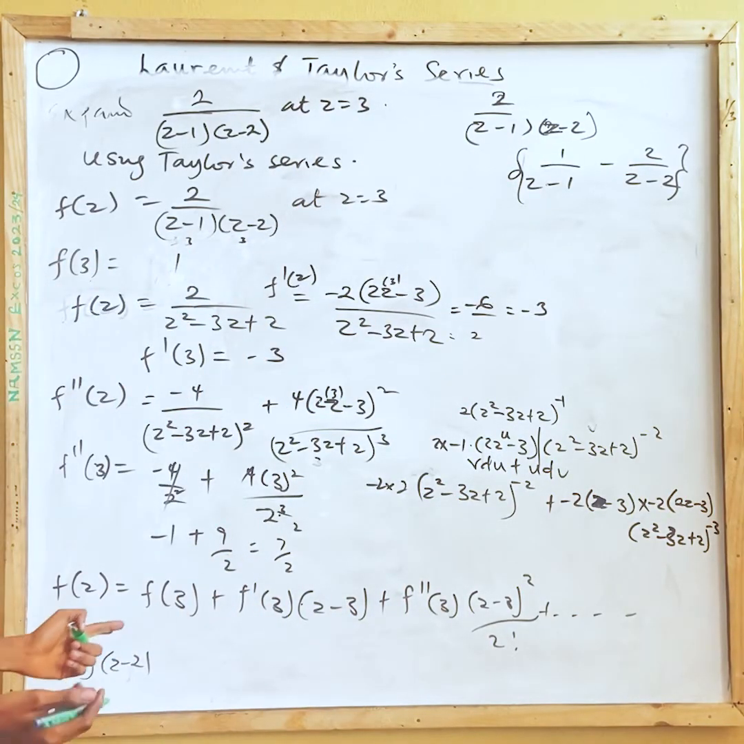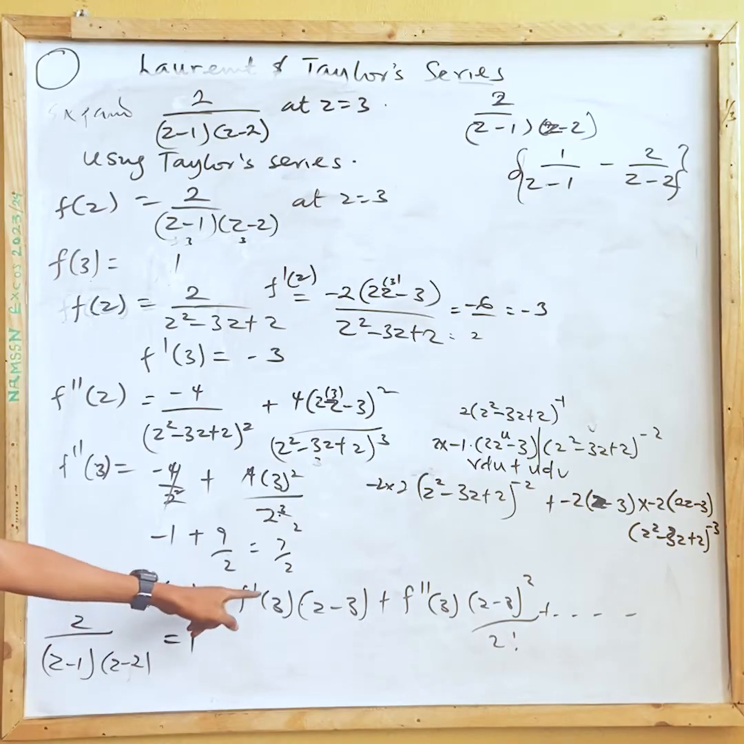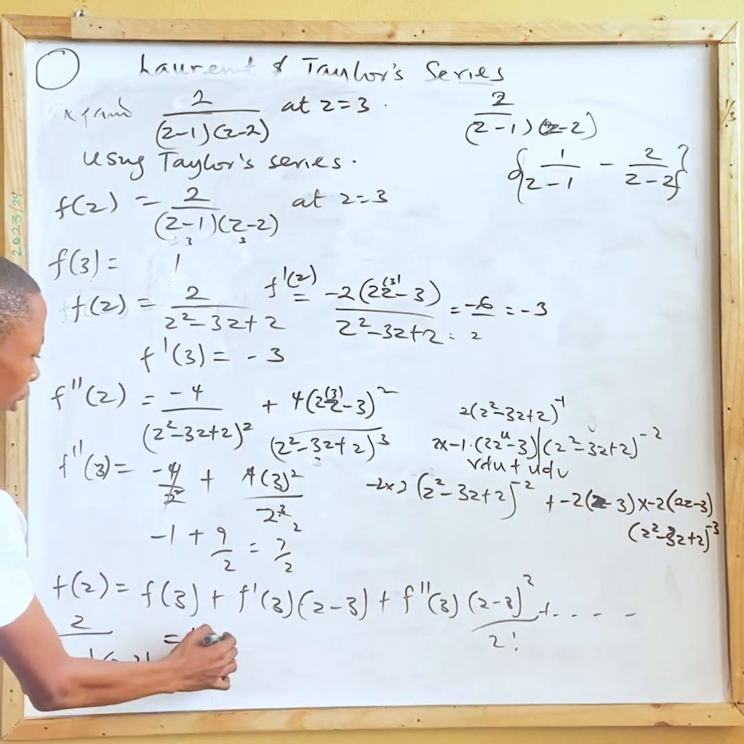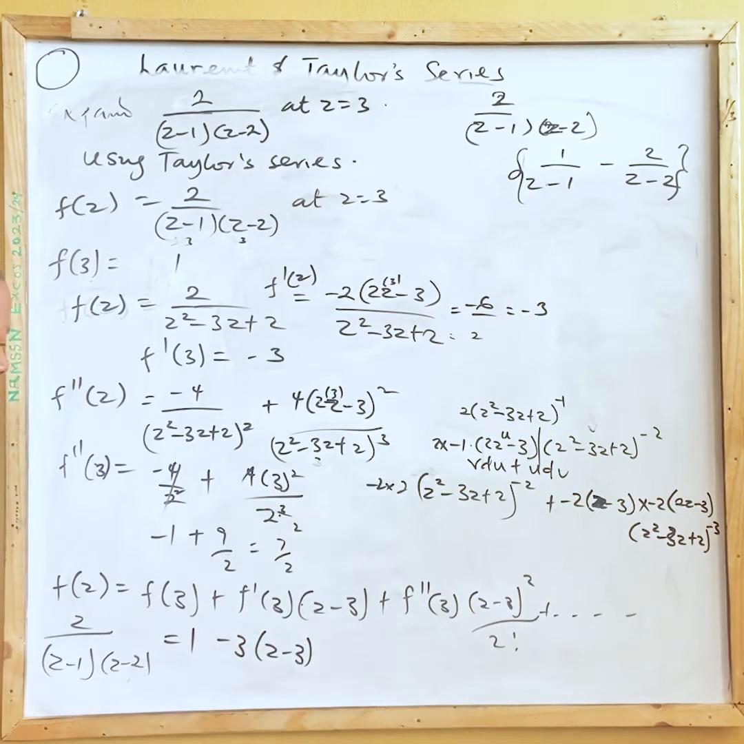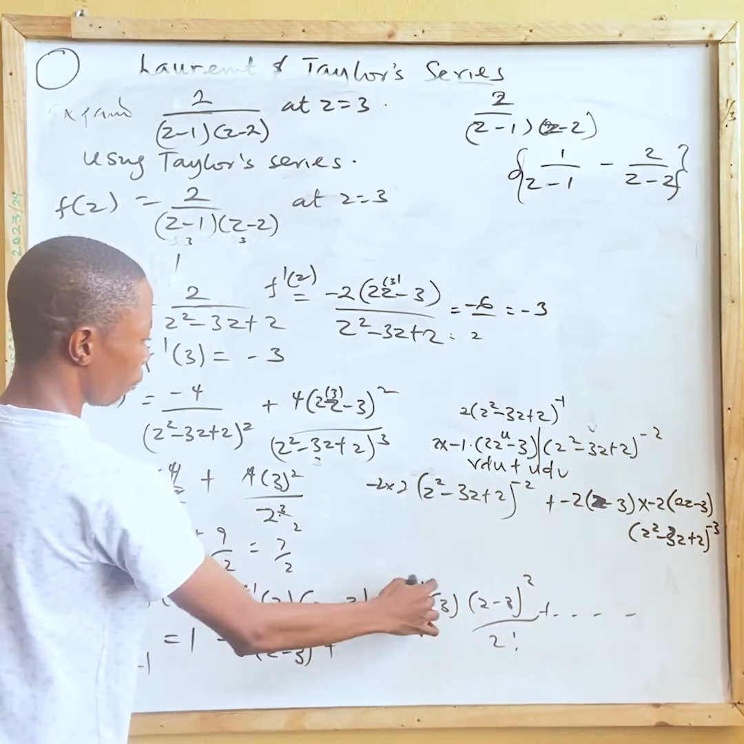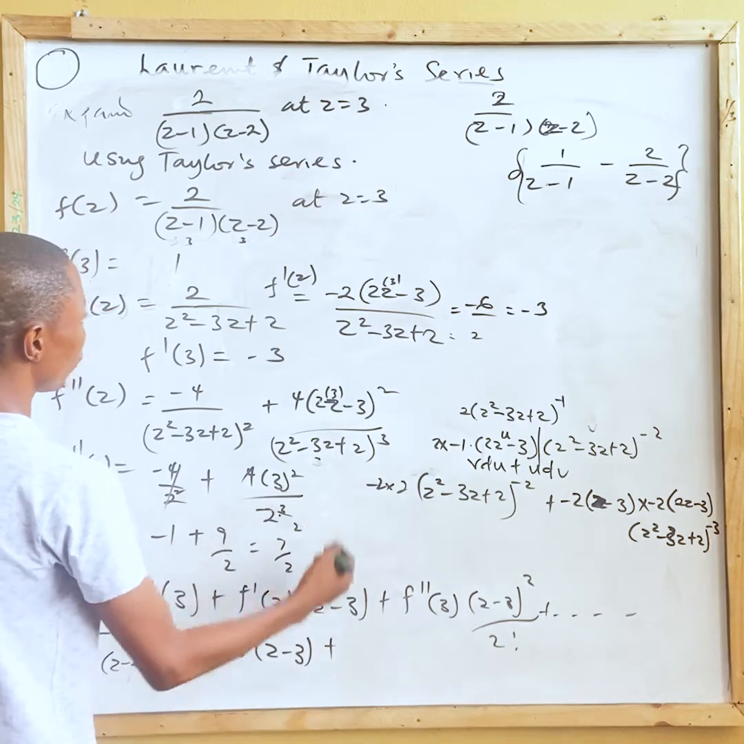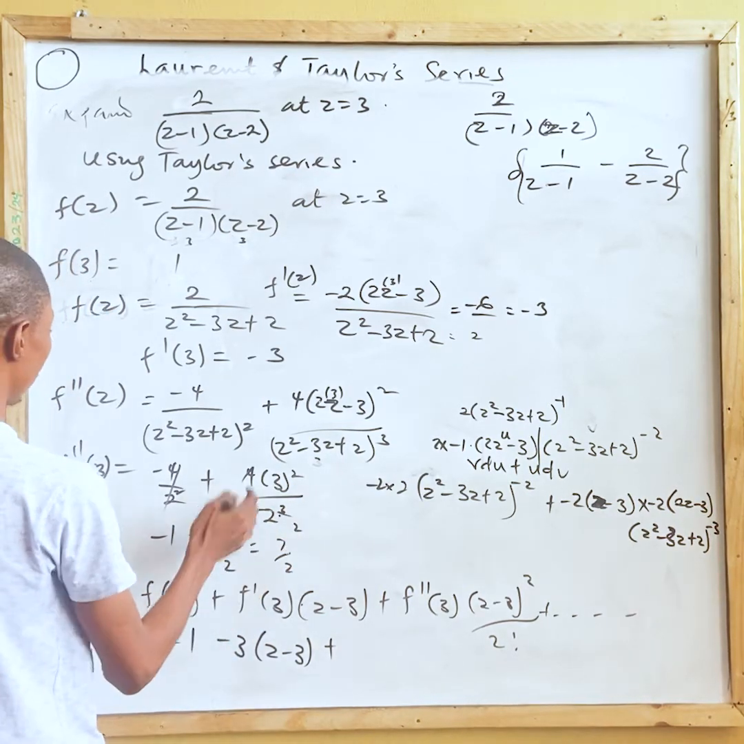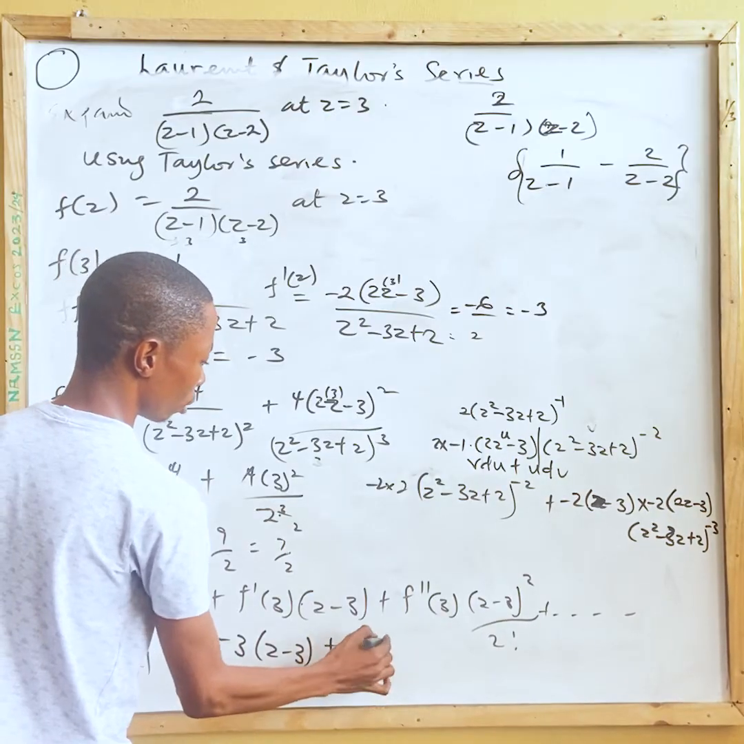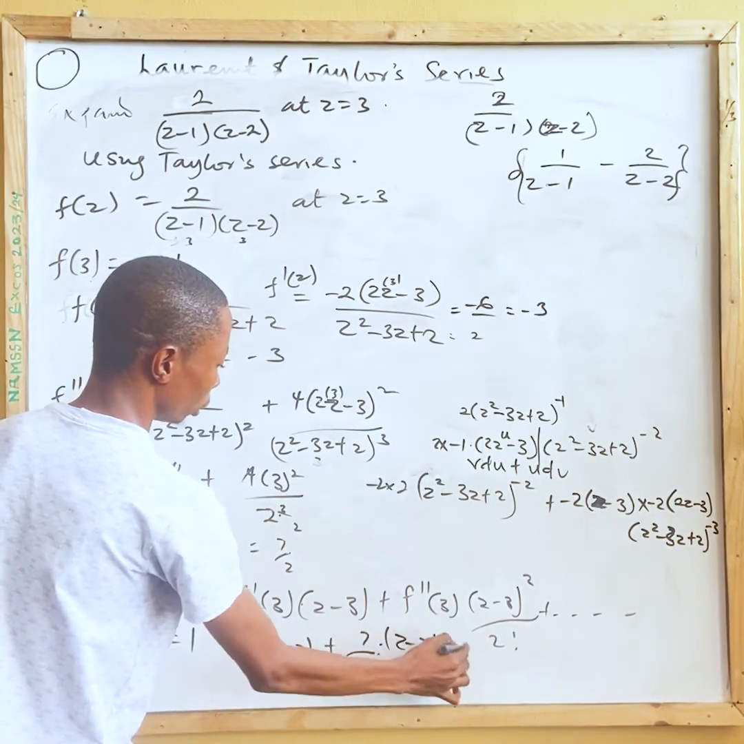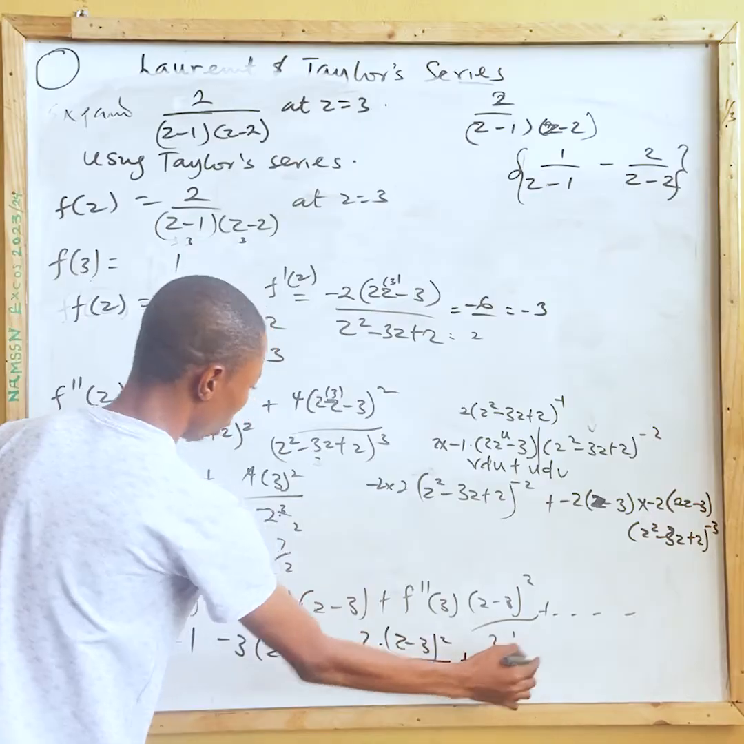So f of 3 is 1. F of 3 equals 1. F prime at 3 is minus 3, times z minus 3, plus f double prime of 3. So f double prime of 3 is 7 over 2, times z minus 3 all squared, divided by 2 factorial, and on like that.